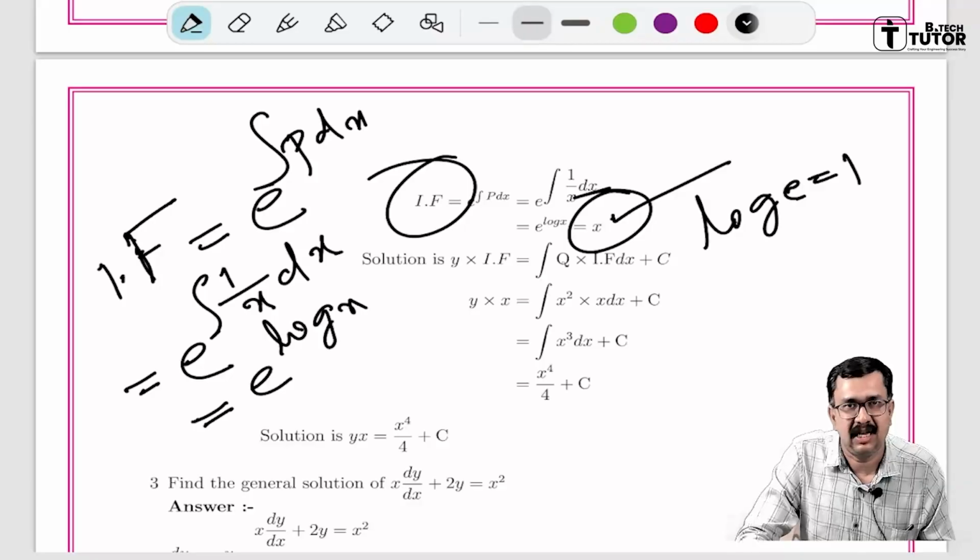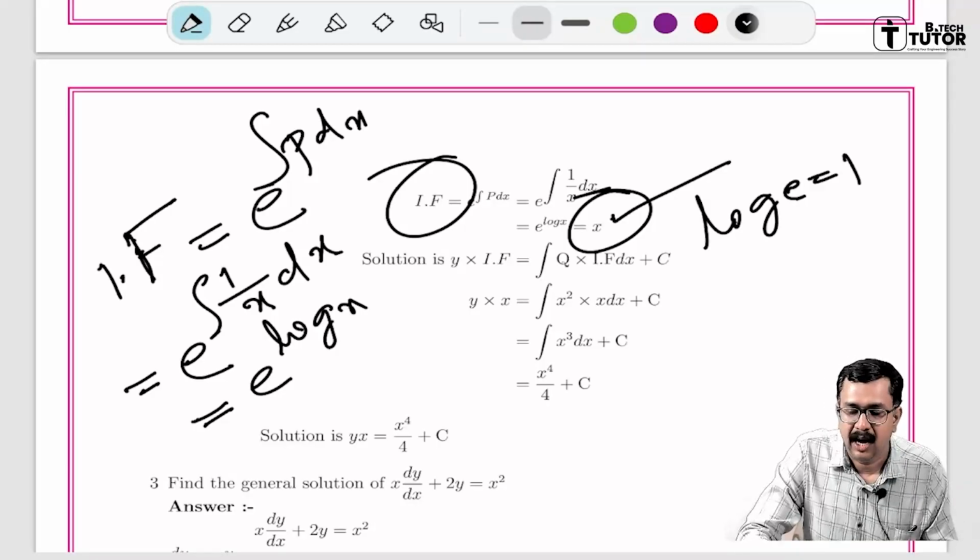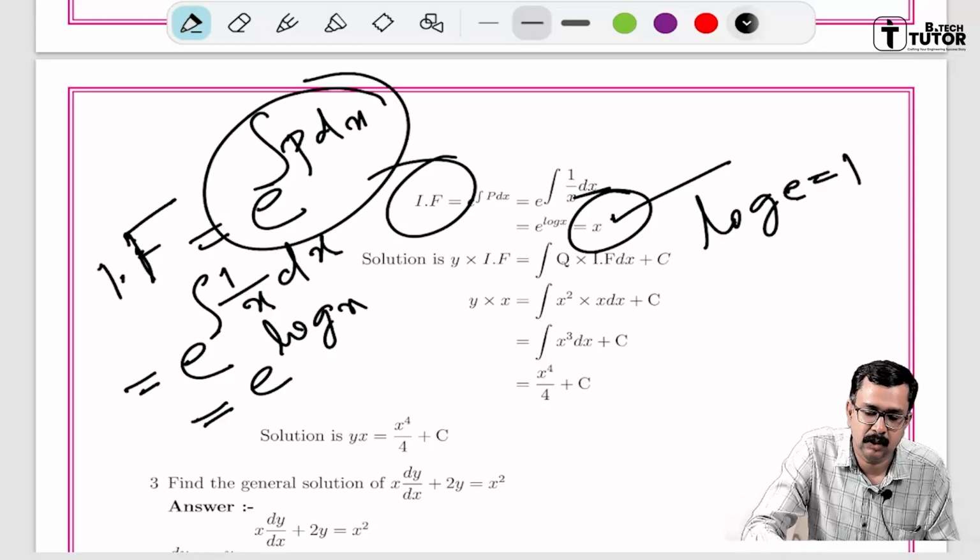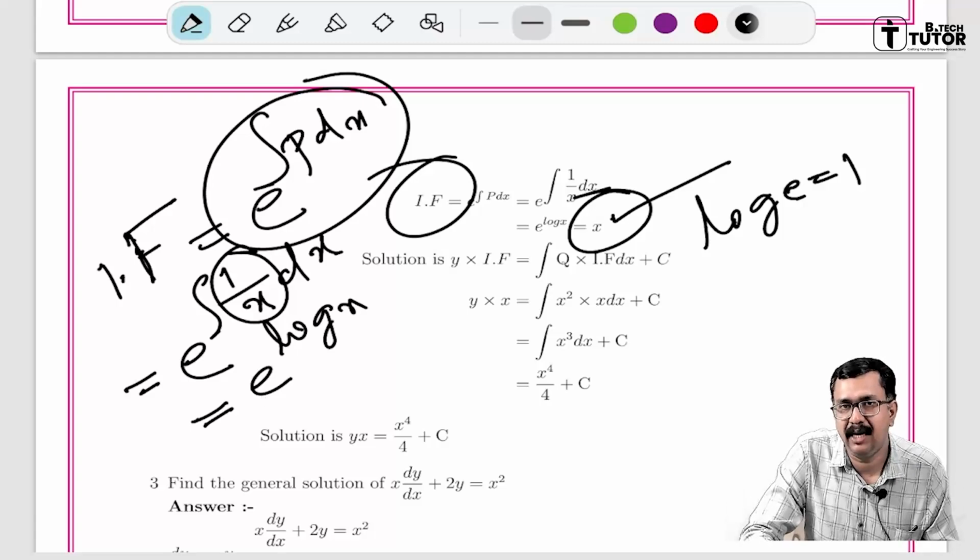Okay, the first section is over. IF equal to x. IF can be calculated by e raised to integral p dx. Here p equal to 1 by x. Therefore, e raised to integral of 1 by x dx. That is a standard result, it is equal to log x. That is e raised to log x. Therefore, the answer is IF equal to e raised to log x equal to x.